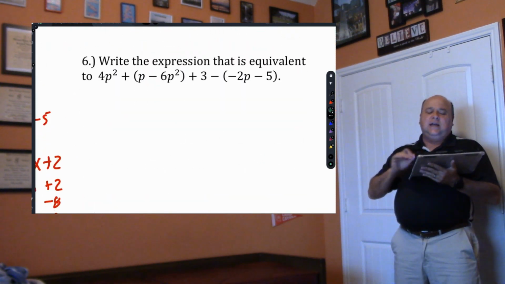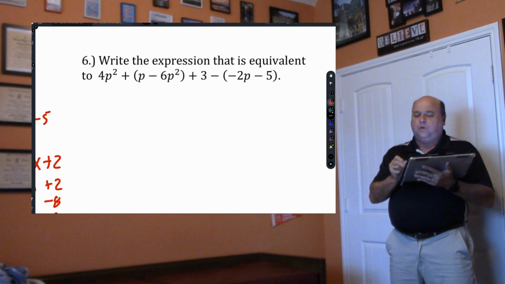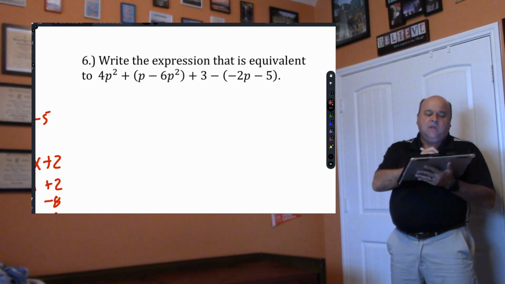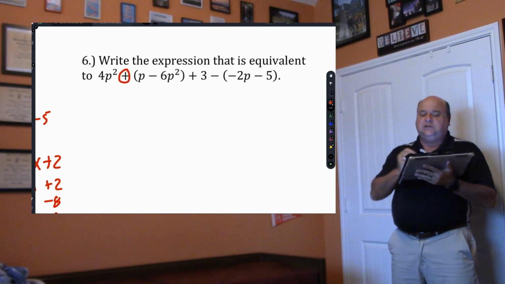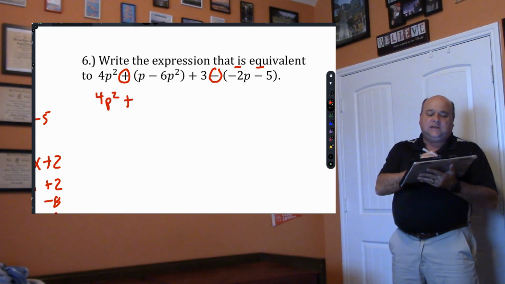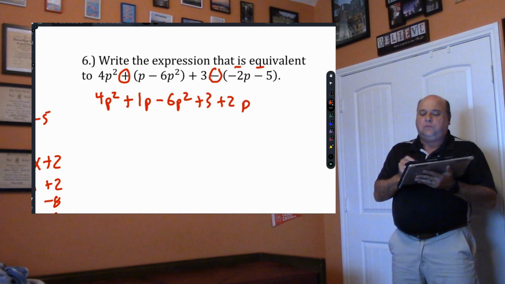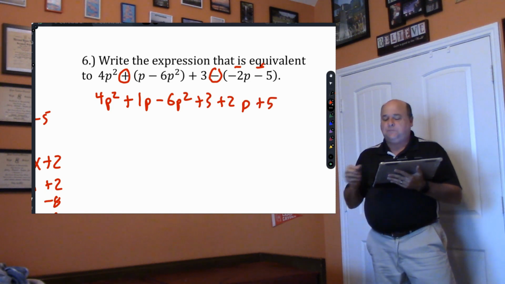Going on to number 6, F-U-N, fun, fun, fun. This is probably the hardest one because there's a lot of parentheses. We're going to rewrite it. This plus means nothing changes. This minus is going to get distributed. So we're going to write down 4p squared, and then plus, I'm going to put 1p minus 6p squared plus 3. Nothing happens to the plus 3. And then these signs are going to flip. The opposite of a negative is a positive 2p. The opposite of negative 5 is a plus 5. So now this is my problem.